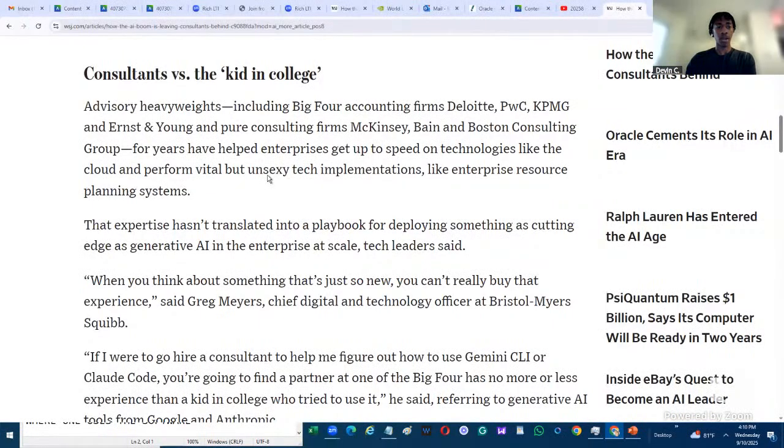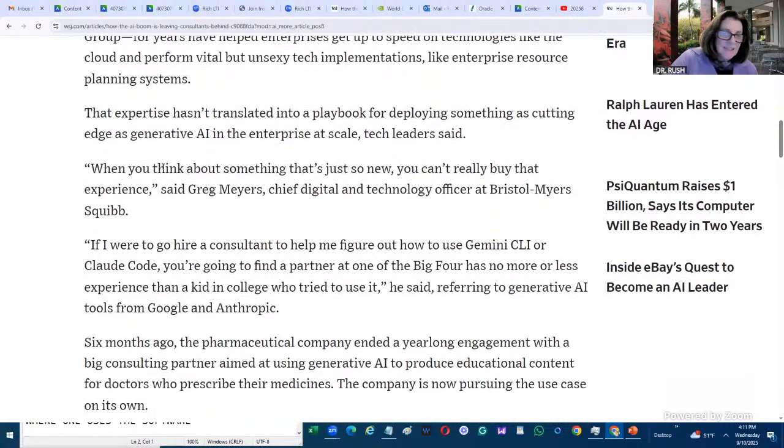Would you like me to read it out? Yeah, just read it. Consultant advisory heavyweights have for years helped enterprises get up to speed, right? But basically what they're trying to say is college kids know more than even the consultants because they've used it more. Does that make sense, Devin? What do you think? Yes, it makes sense.